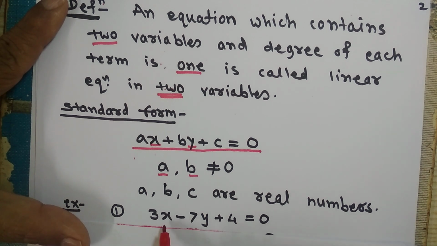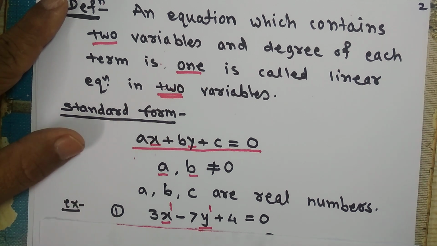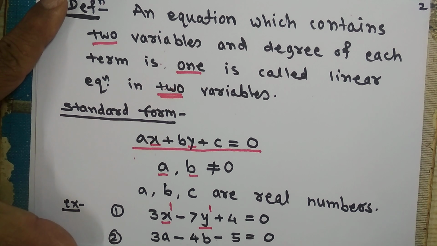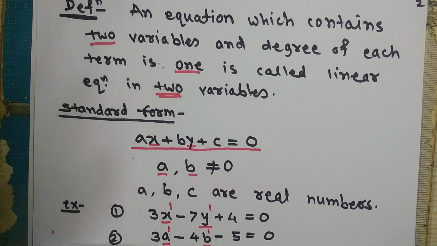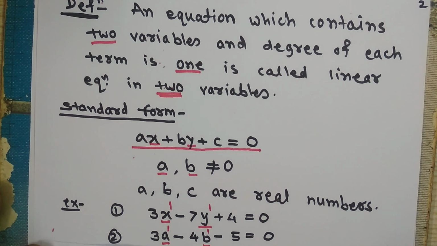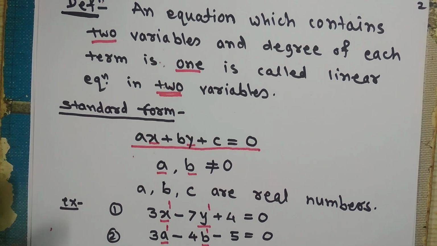Some examples I want to give you here. First example, 3x minus 7y plus 4 is equal to 0. X and y are two variables. Its degree will be 1. Therefore, this is linear equation in two variables. Another example, 3a minus 4b minus 5 is equal to 0. In this case, a and b are two variables and degree of each term is 1. Therefore, these two are the examples for linear equation in two variables.